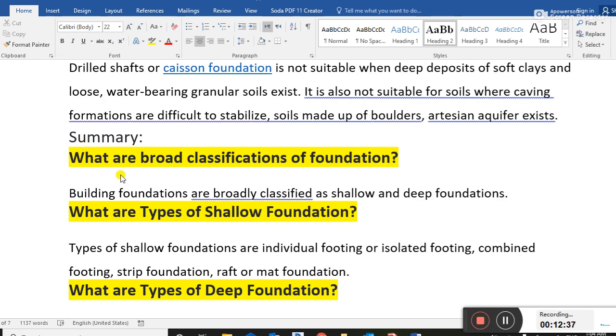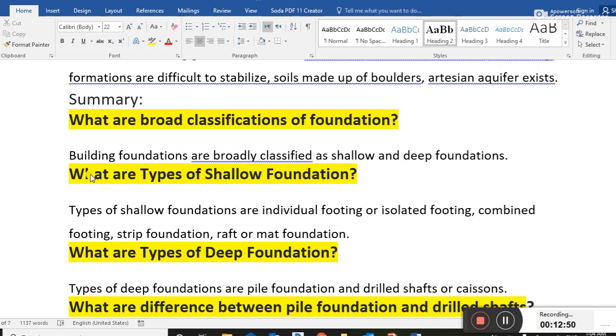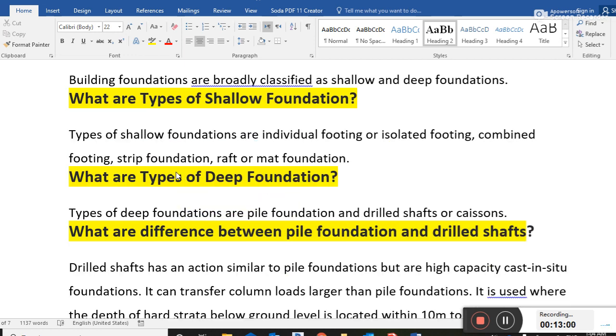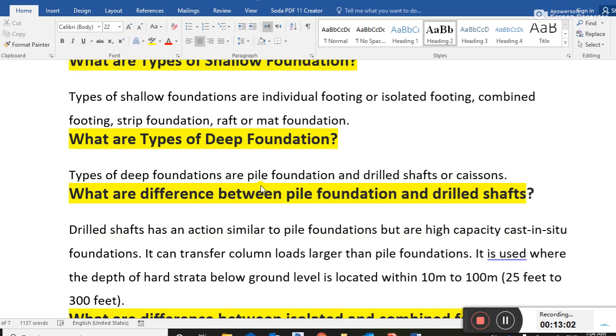This is a summary of this topic. What is the broad classification of foundation? Building foundations are broadly classified as shallow and deep foundations, as we discussed above. What are the types of shallow foundation? Types of shallow foundation are individual footing, isolated footing, combined footing, strip footing, raft footing, or mat foundation. What are the types of deep foundation? Guys, types of deep foundation: pile foundation, and drilled shaft or caisson foundation.